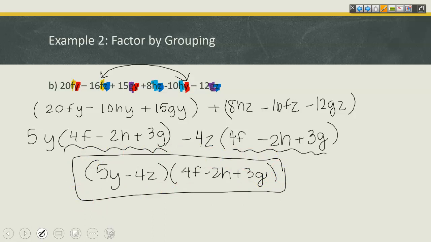So not every problem is in perfect order. Sometimes you have to rearrange your terms to get them to be nice and factorable.